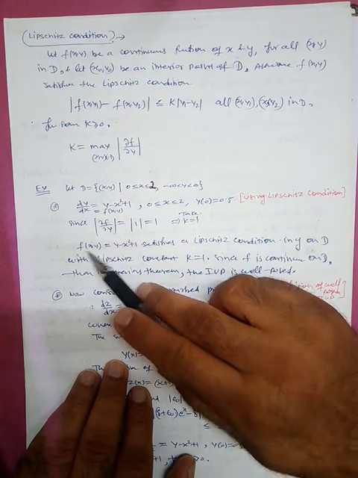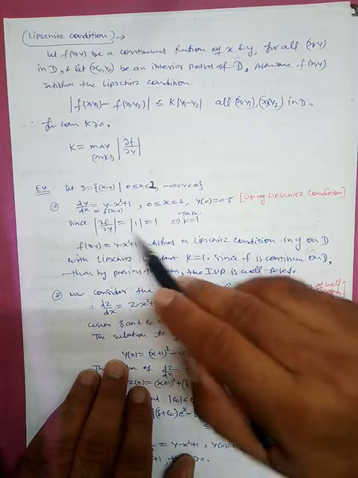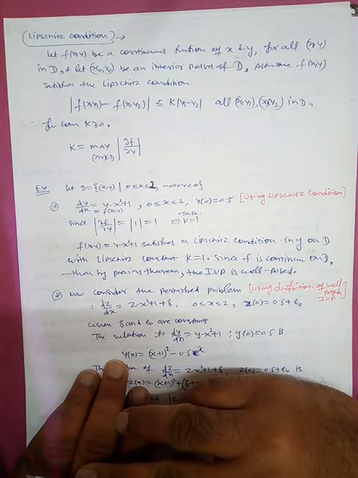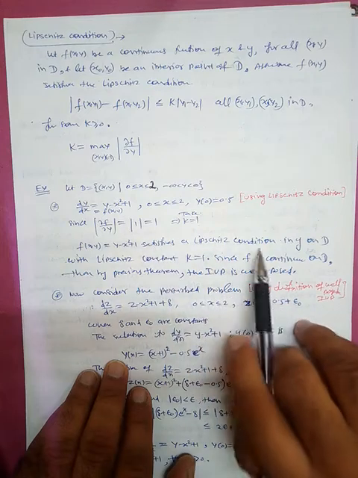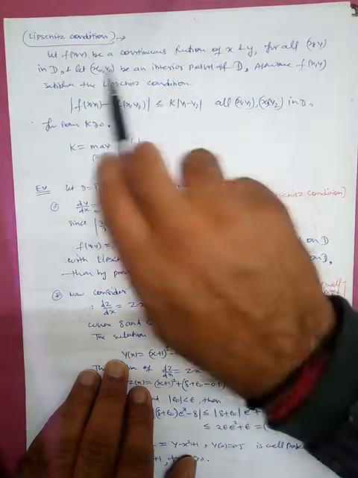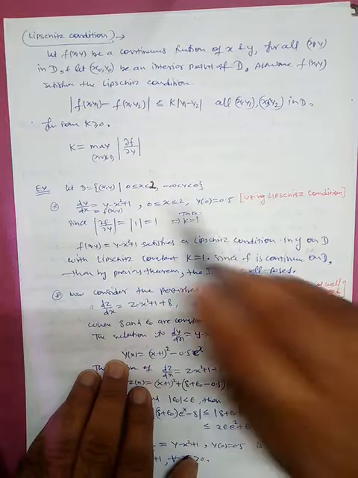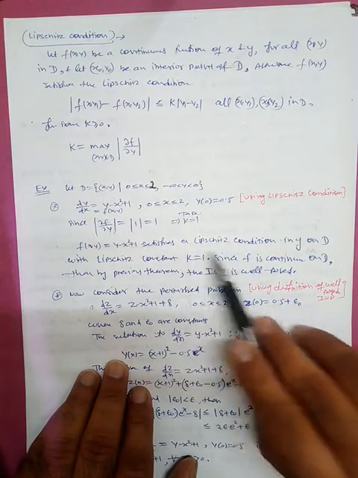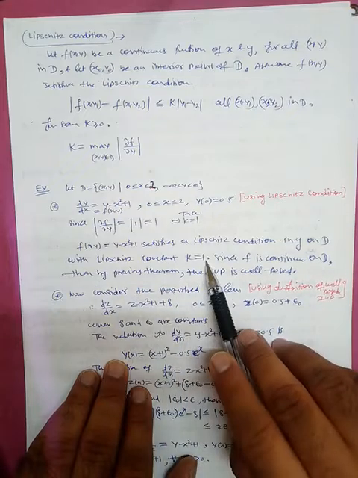Also f(x, y), which is y minus x square plus 1, you can see is basically a polynomial type equation. So that's why this is continuous. So we will say that f satisfies a Lipschitz condition. This condition is satisfied in y because the Lipschitz constant exists. Okay. So f satisfies a Lipschitz condition in y on domain D with Lipschitz constant k equal to 1.